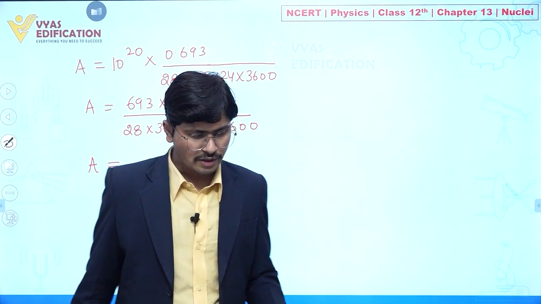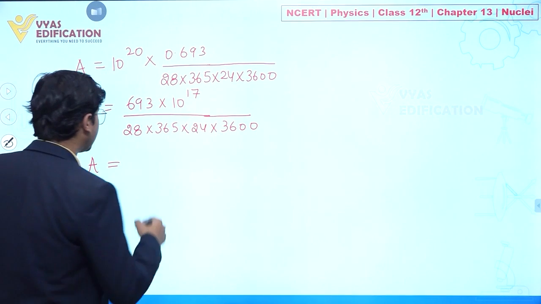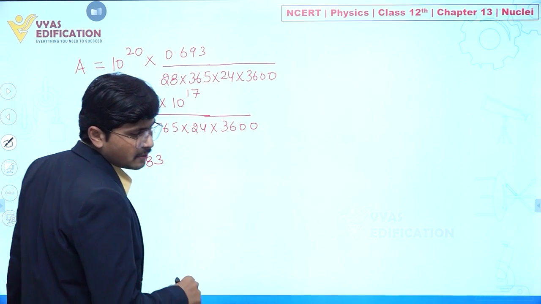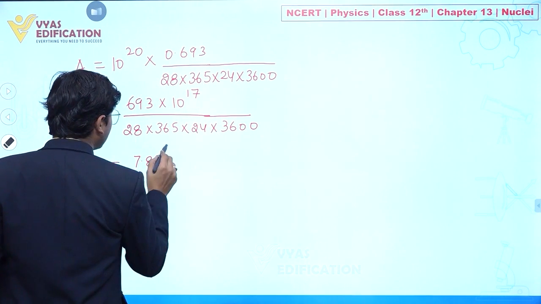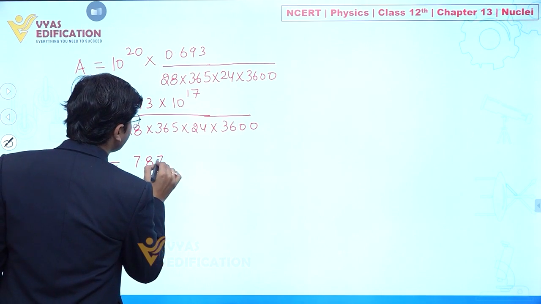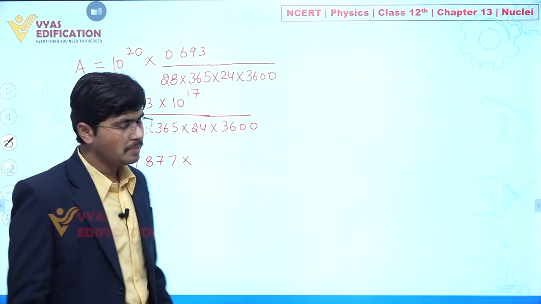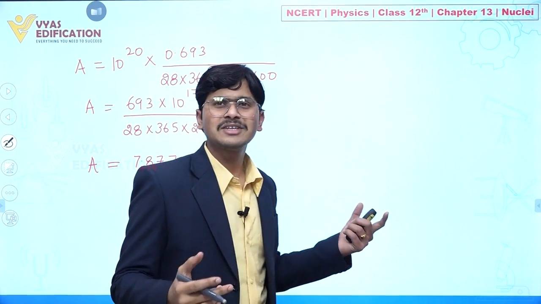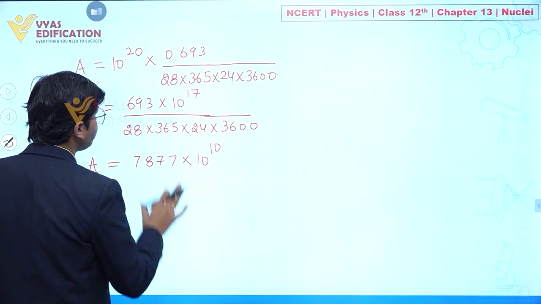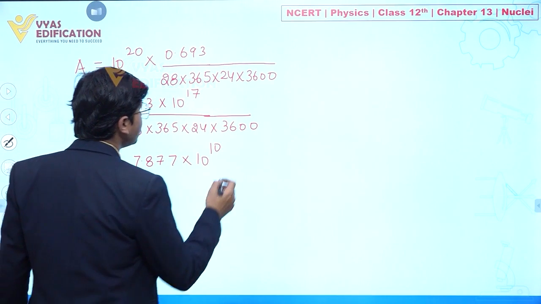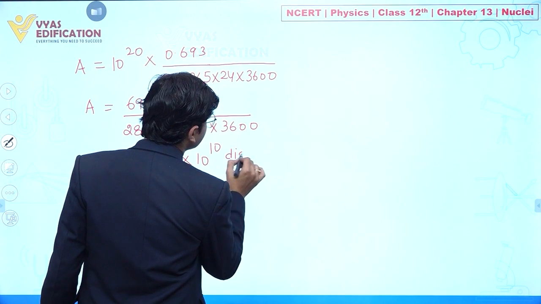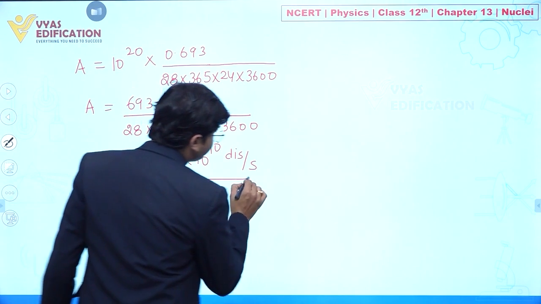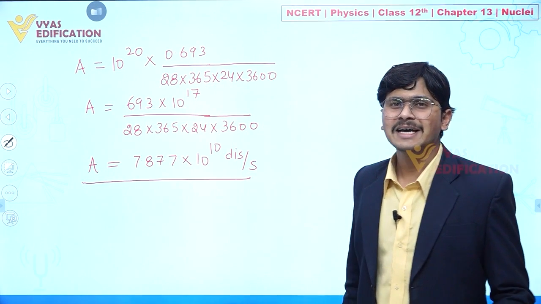Clear? So now if you solve it you will find this value near about 7.83. Or if you calculate exactly you will find the value 7.77 multiplied by 10 to the power 10. Definitely we have to do some calculation, but the final result is about 7.77 into 10 to the power 10, and this is disintegrations per second, or in terms of becquerel. Clear? So can we convert this into Curie?